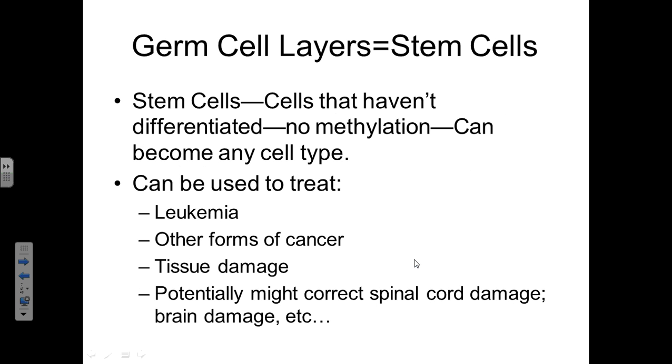All right, so our germ cell layers are essentially our stem cells. Keep that in mind. Your germ cell layers are the cells that make you. That's what stem cells are. Remember that stem cells are cells that haven't differentiated yet. They haven't been methylated. They can become anything they want to be.